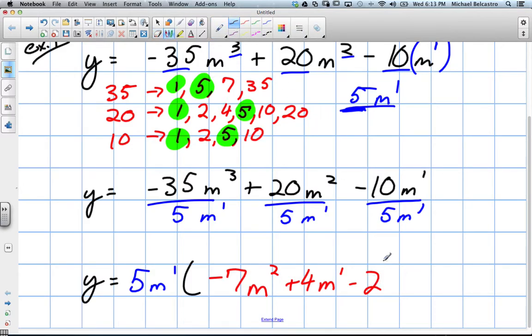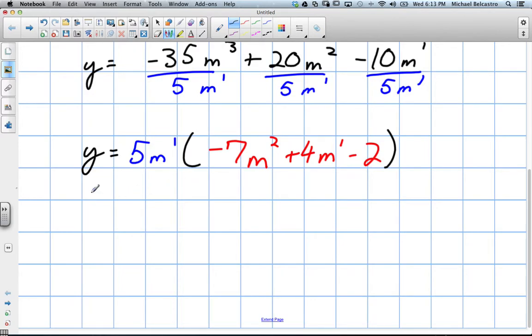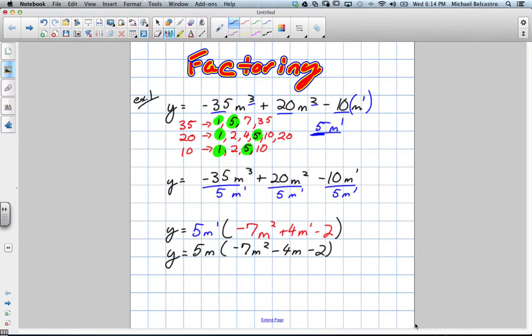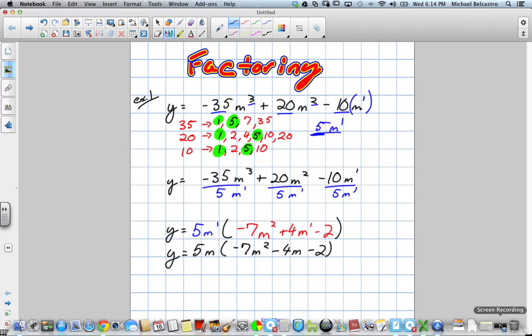So now, this is our answer common factored. y equals 5m, we don't actually have to write to the power of 1, 5m times negative 7m squared plus 4m, we don't have to write 1, minus 2. And that's it. That would be our answer for our common factoring in this question.